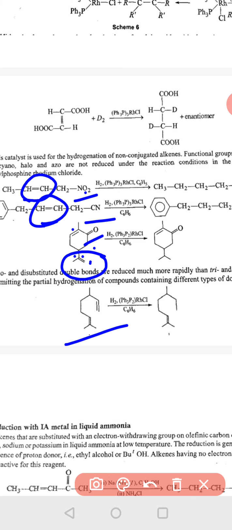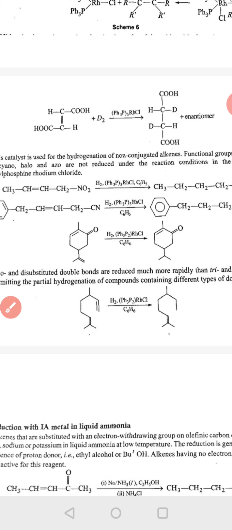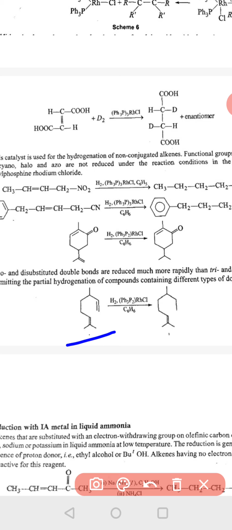Here also only this group is left untouched and this carbon-carbon bond is reduced because it is mono substituted, whereas this is a tri substituted double bond. This carbon-carbon bond is tri substituted: 1, 2 and 3. So this is left untouched and only this carbon-carbon double bond is reduced using Wilkinson's catalyst.